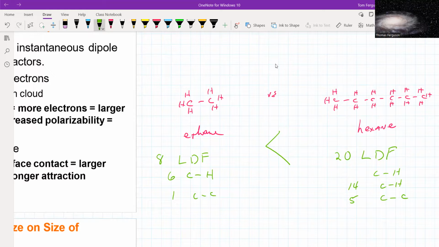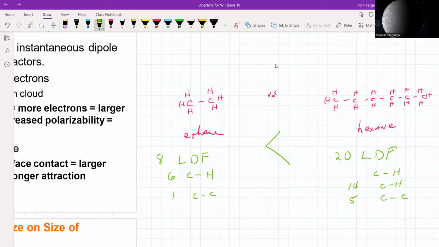Okay, so which has a higher boiling point? The hexane or the ethane? Higher boiling point. Which one requires more energy to get into gas? The answer to that is, think about IMFs. Which has more IMFs? Hexane, hence it's got a higher boiling point. Also got a higher melting point.